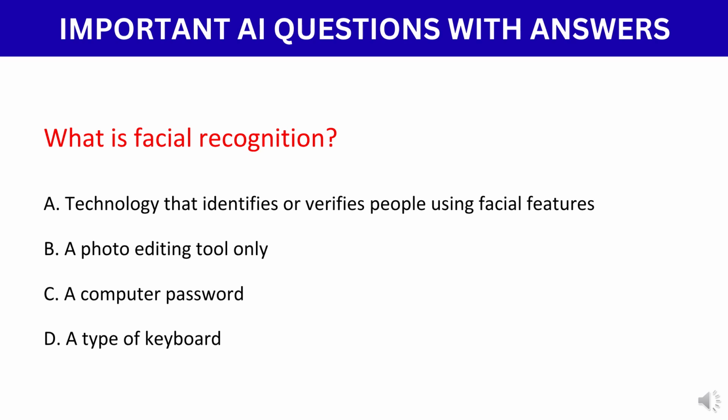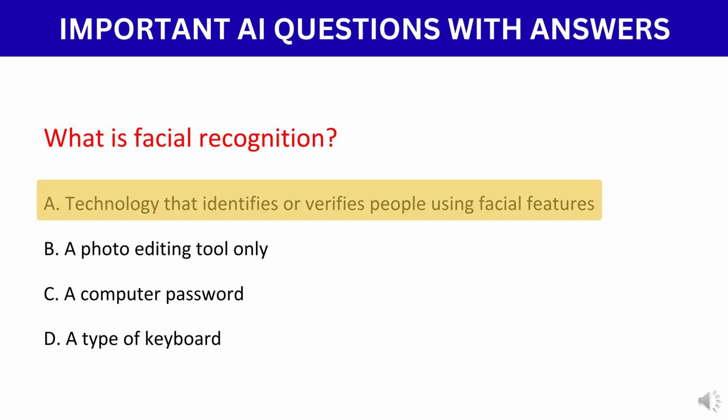Question number 21. What is facial recognition? Option A. Technology that identifies or verifies people using facial features. Option B. A photo editing tool only. Option C. A computer password. Option D. A type of keyboard. The correct answer is option A. Technology that identifies or verifies people using facial features.